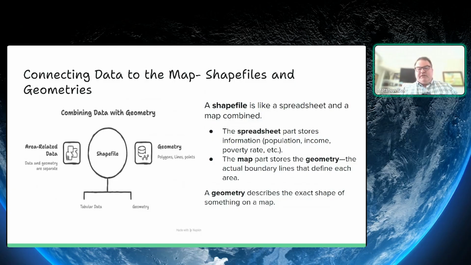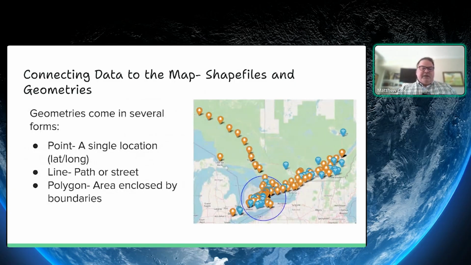Geometry is essentially a list of Cartesian coordinates that are going to do, well, three things. It can get you points, a single location decided by latitude and longitude. It can bring about a line like a path or a street, or a polygon. And polygons are useful because we're talking about neighborhoods. Basically a census block group is a neighborhood organized by the census.